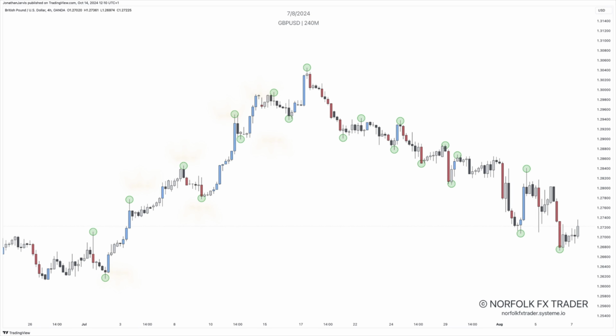Here's an example. Notice the series of higher highs here. This uptrend is a clear signal to look for buying opportunities. Now compare it with this downtrend on the same chart. You can see lower highs and lower lows, a perfect signal to start planning for your short trades.